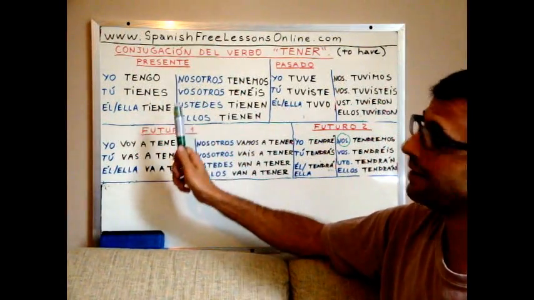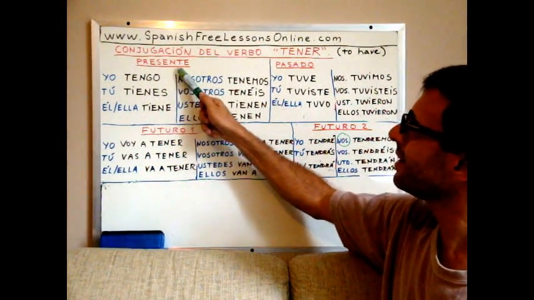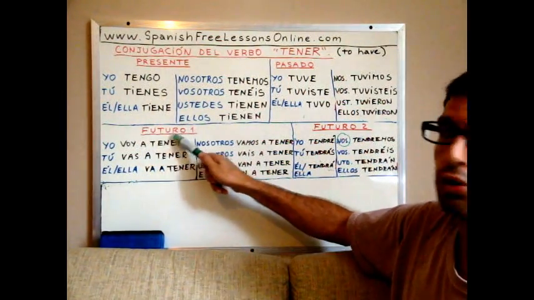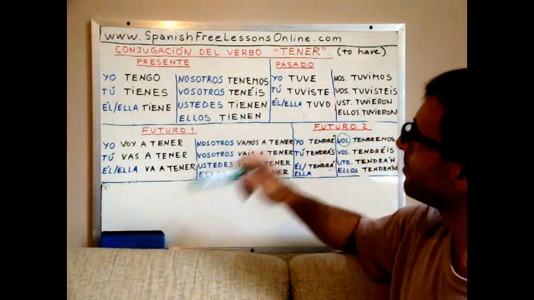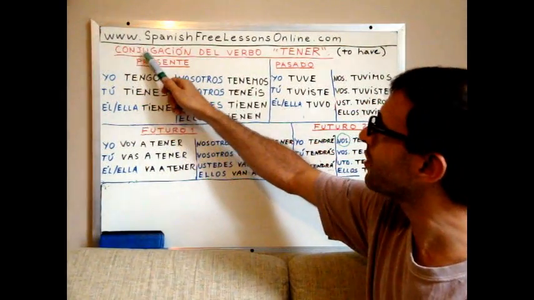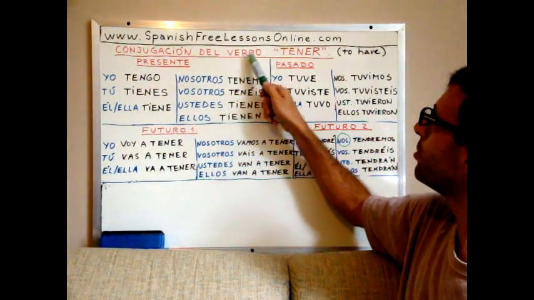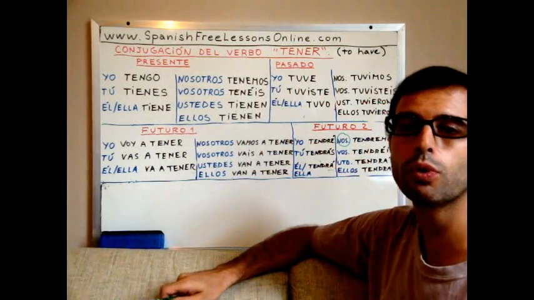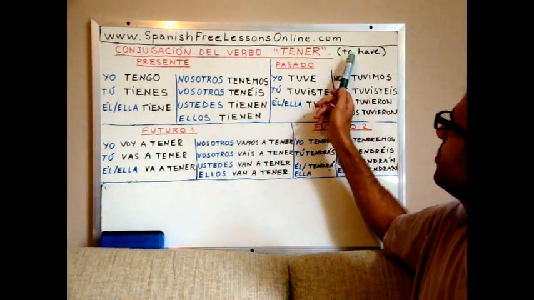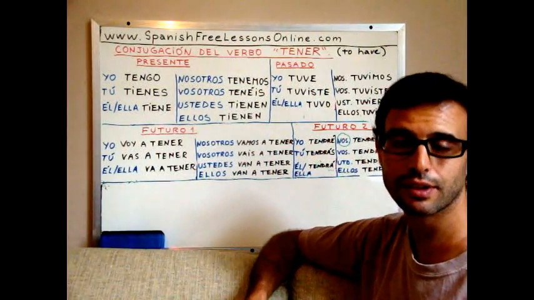We will conjugate it in presente, pasado, and futuro, right? So we will see conjugación del verbo tener. Verb tener is to have, right?